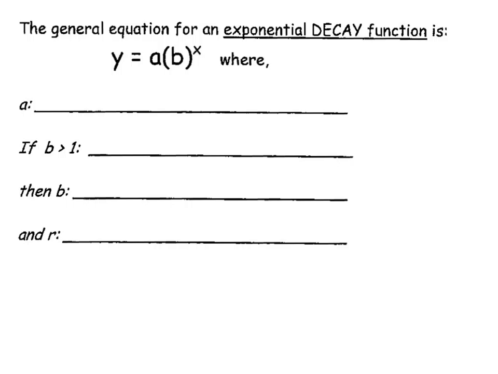Oh, I never said what X was. X is time. Can you put a little arrow and point to X and say time? Okay. All right. A is the same thing. Y equals A times B to the X. A is my initial value.